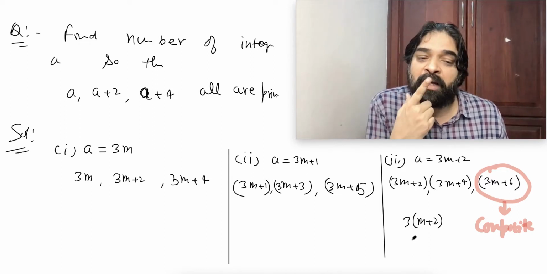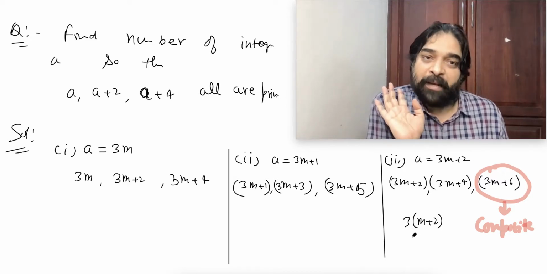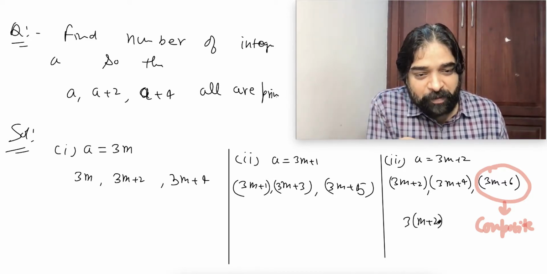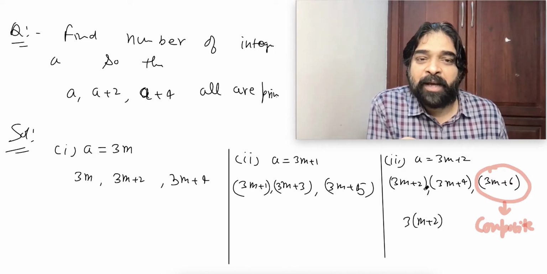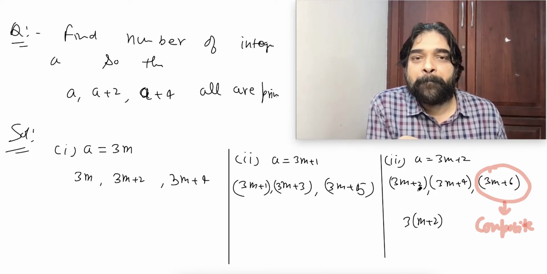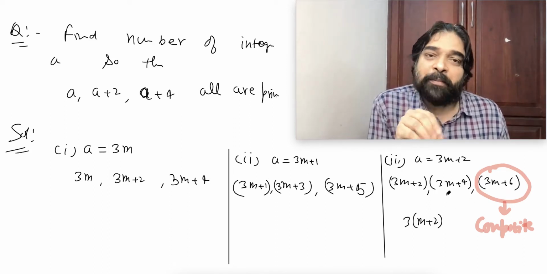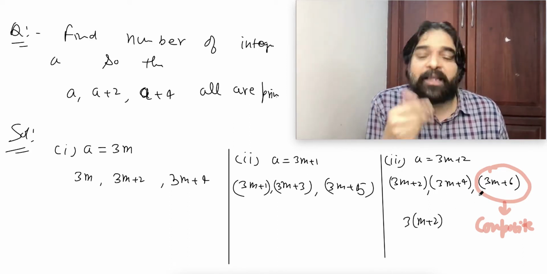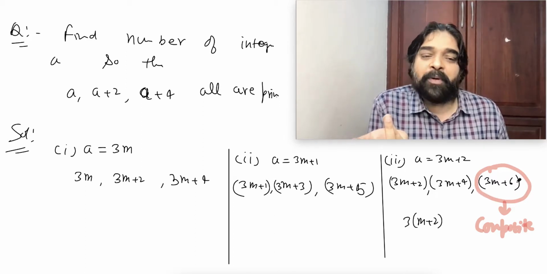M equal to, sir, minus 1. M equal to minus 1, it will become prime. But if m equal to minus 1, this becomes prime, this becomes non-prime. M equal to minus 1, put it here: minus 3 plus 2. Here, m equal to minus 1, put it: minus 3 plus 4, 1. And 1 is not a prime. This will become prime, but this will become non-prime. And for any other value of m except minus 1, this will not be prime.